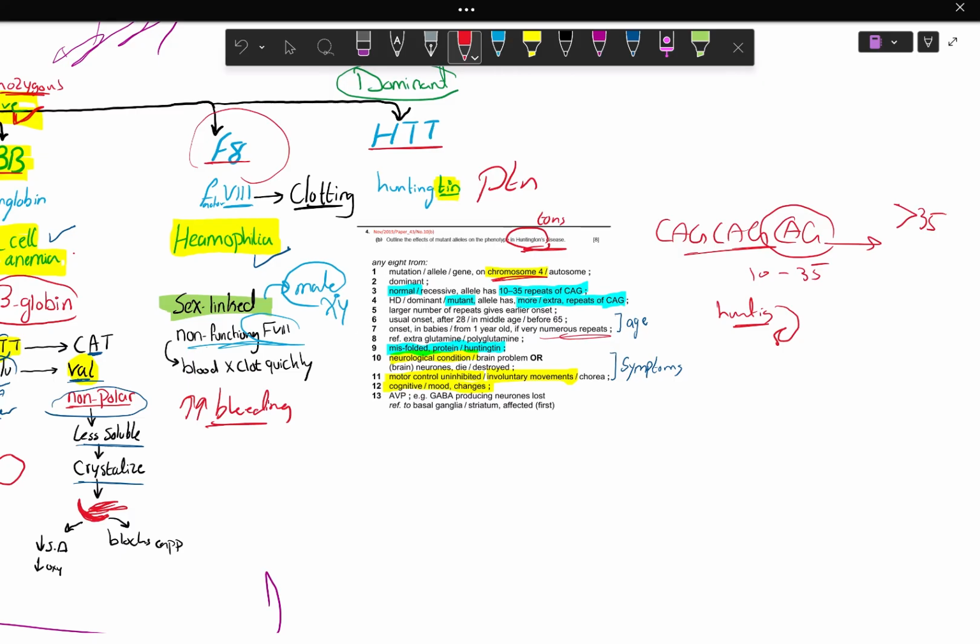What are the symptoms of the disease? They're mostly neurological problems, brain problems. They're going to have cognitive and mood changes, mental changes, and the motor control is uninhibited, so they have involuntary movements. They keep accidentally moving a lot, and you'll see them raising their hands accidentally or moving their leg accidentally. So this is Huntington disease.